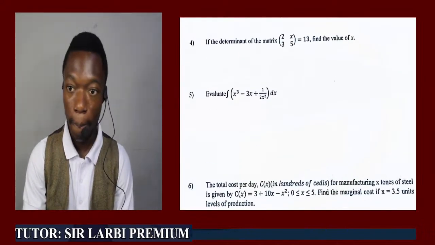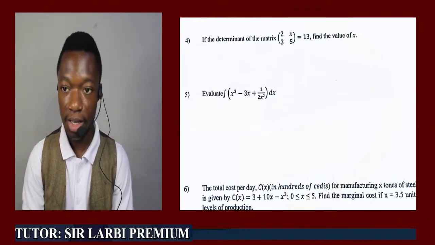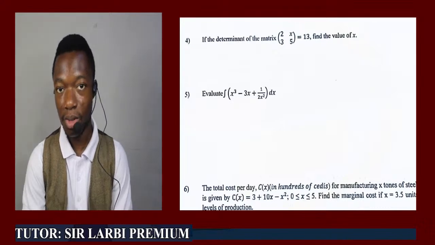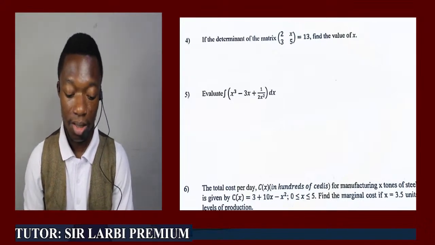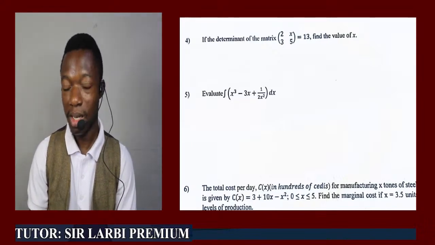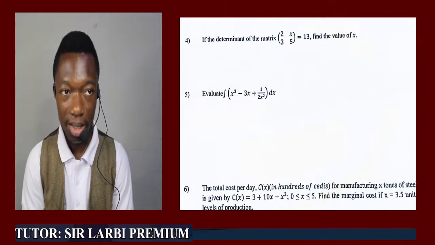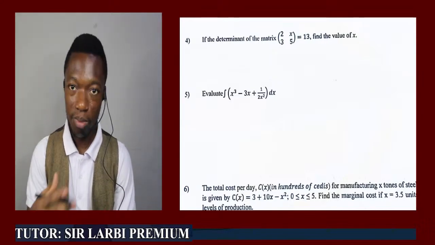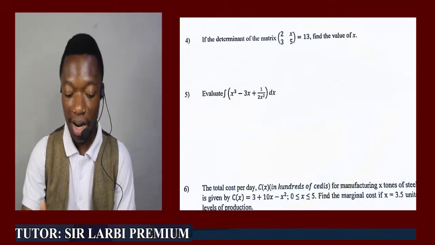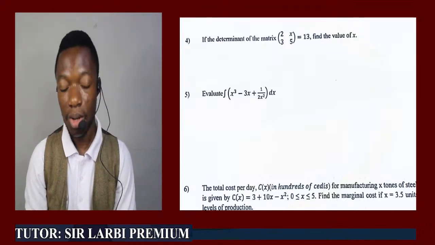Question number 4. We have been given this expression: if the determinant of the matrix 2x35 is equal to 13, find the value of x. So this is a 2 by 2 matrix in terms of finding the determinant. If you haven't watched the video we posted last week or so on matrices, make sure you go through it because it covers all this area. That will help you right after this presentation.